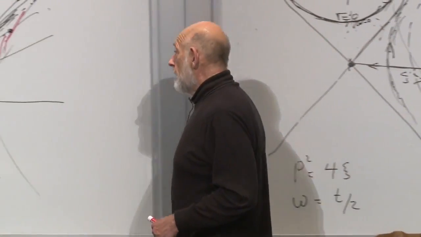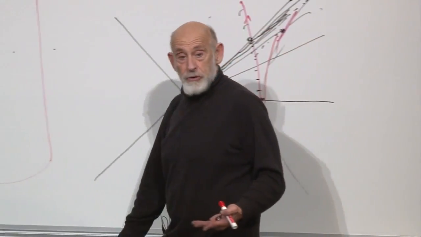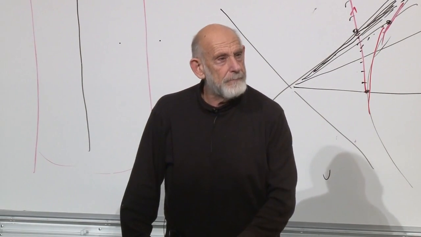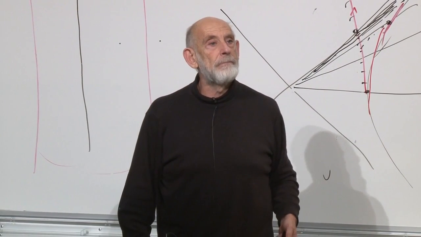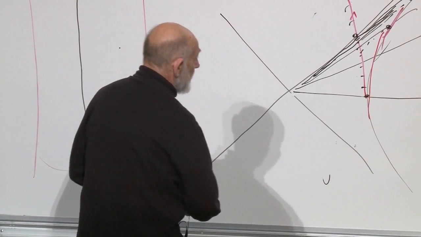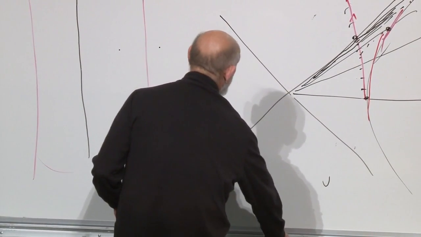On the other hand, Bob crosses the line as far as he's concerned. He doesn't see anything peculiar. Okay, let's look at it. Let's see how Bob sees Alice.